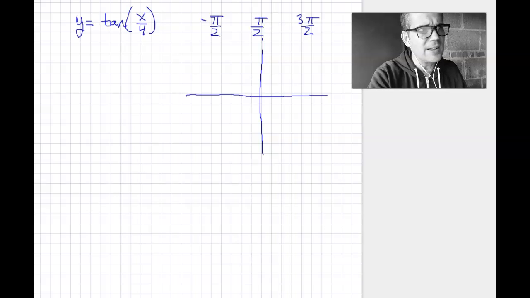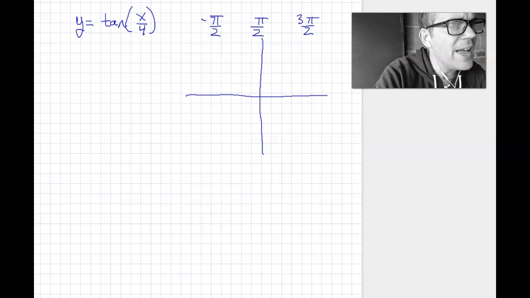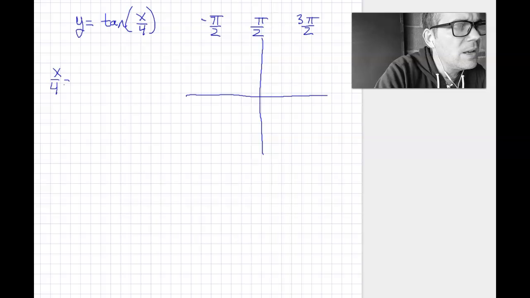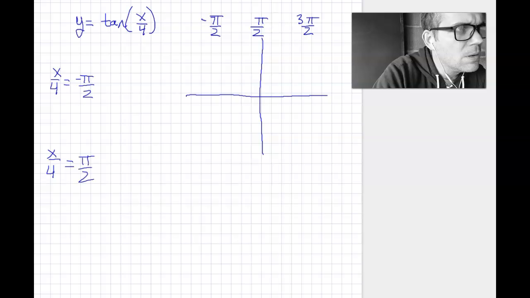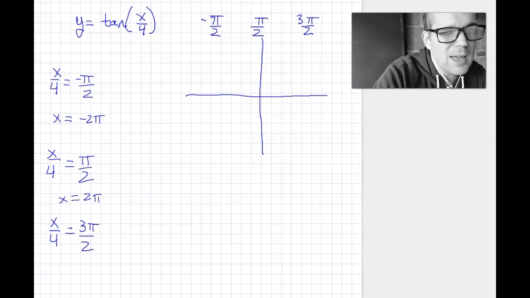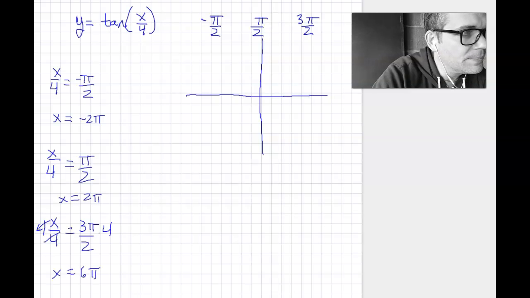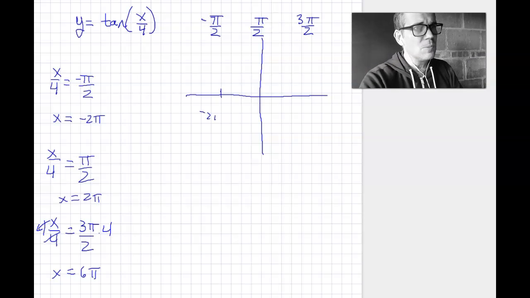Now I got to figure out what values of x would make me be taking the tangent of these undefined values so I can put my asymptotes there. So tangent of negative pi over 2 is going to happen when x over 4 equals negative pi over 2. Tangent of pi over 2 will happen when x over 4 equals pi over 2. And tangent of 3 pi over 2 will happen when x over 4 is equal to 3 pi over 2. Some pretty straightforward algebra can get us that this will happen when x equals negative 2 pi, when x equals positive 2 pi, and let's see, this one I can't do in my head as well. x equals 6 pi.